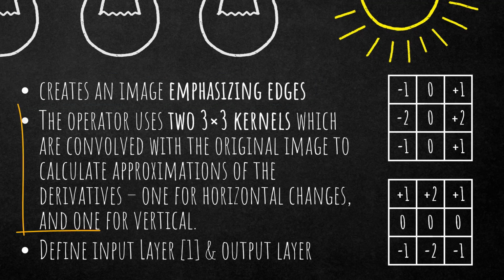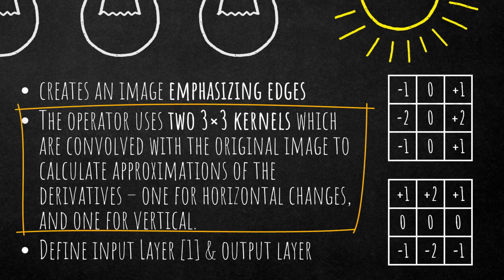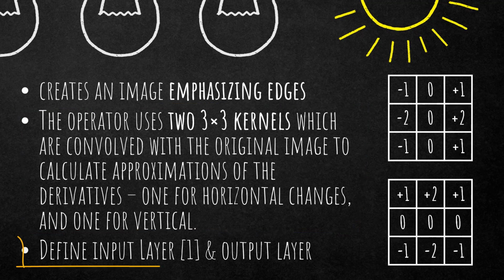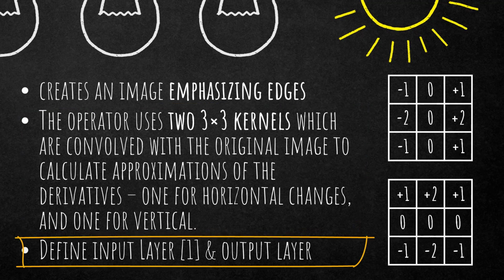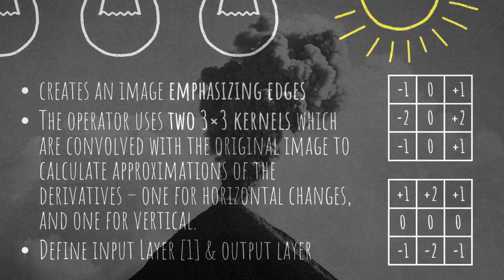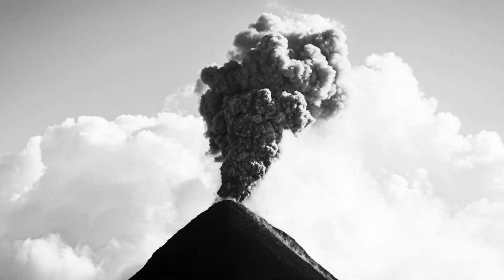The operator uses two 3 × 3 kernels, which are convolved with the original image to calculate approximations of the derivatives, one for horizontal changes and one for vertical. Sounds more complicated than it is, so it simply looks for vertical and horizontal edges. The input is one single layer, and as well the output's gonna be one single layer. Let's have a look at a few examples.